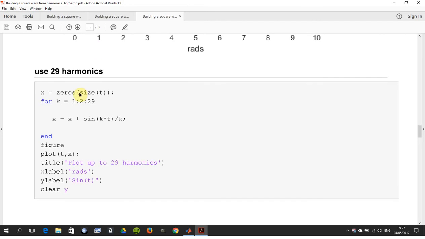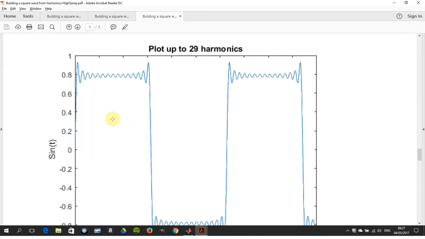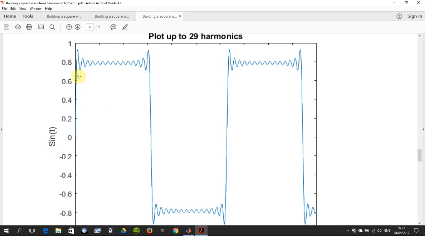Up here, we're going from 1 to 29 in steps of 2, so we want the 1st, 3rd, 5th, 7th, 9th, 11th, up to 27, 29, and we get x here by incrementing x by each relevant harmonic. And we can still see around the discontinuities some Gibbs effect.